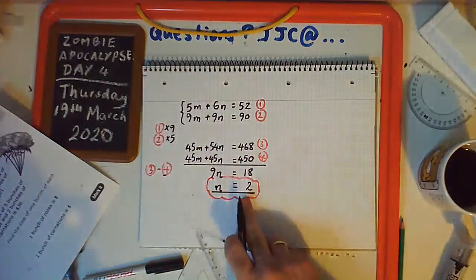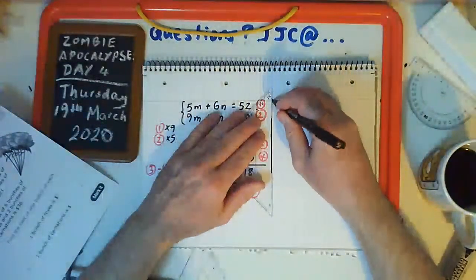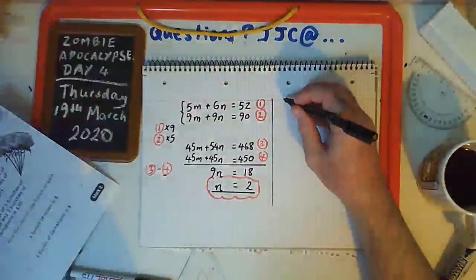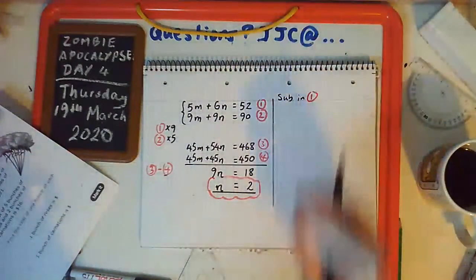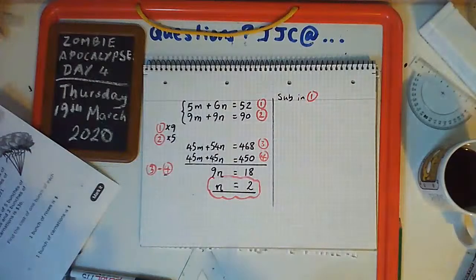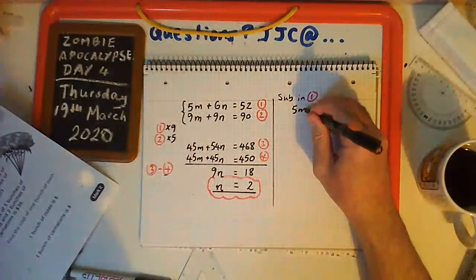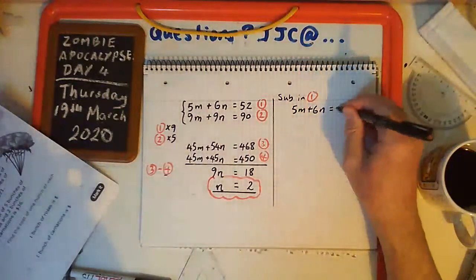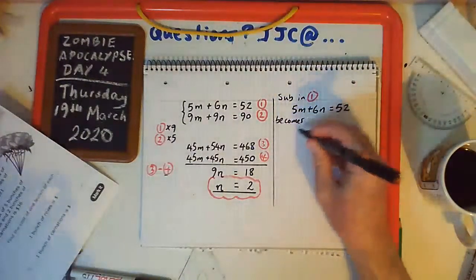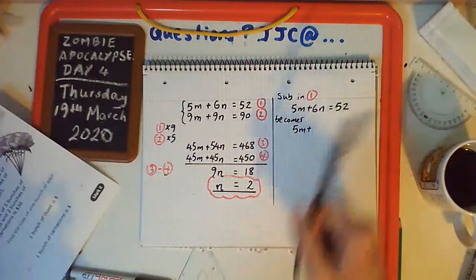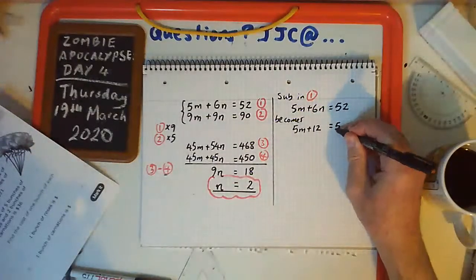And then we're going to take that n and chuck it all the way back into the original equation number 1 and see if we can figure out what m is. So I'm going to write sub in 1, substitute my solution that I've just found back into original equation 1. So 5m plus 6n equals 52 becomes 5m plus 6 times 2 is 12. 5m plus 12 equals 52.